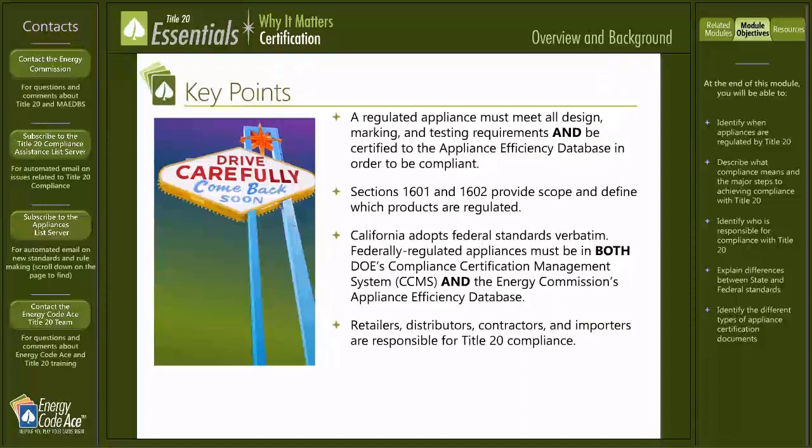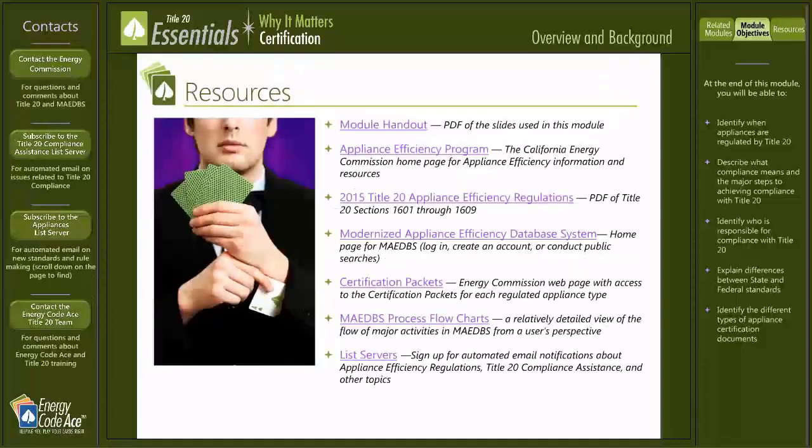Sections 1601 and 1602 of Title 20 provide scope and definitions to help understand which products are regulated. California adopts federal standards verbatim, so federally regulated appliances must be certified in both the Department of Energy's Compliance Certification Management System and the Energy Commission's Appliance Efficiency Database. Finally, all market actors, including retailers, distributors, contractors, and importers, are responsible for Title 20 compliance.